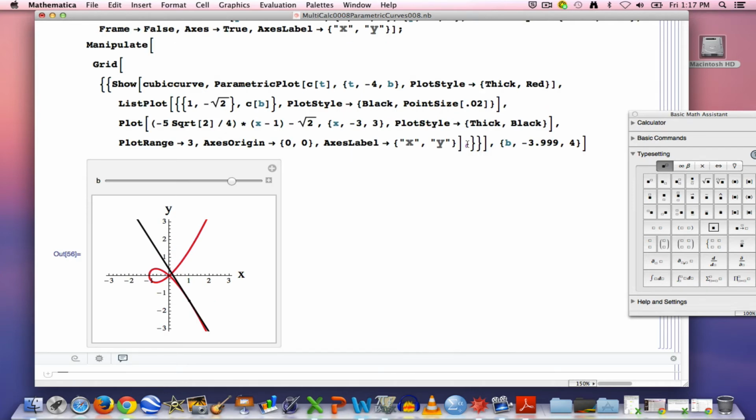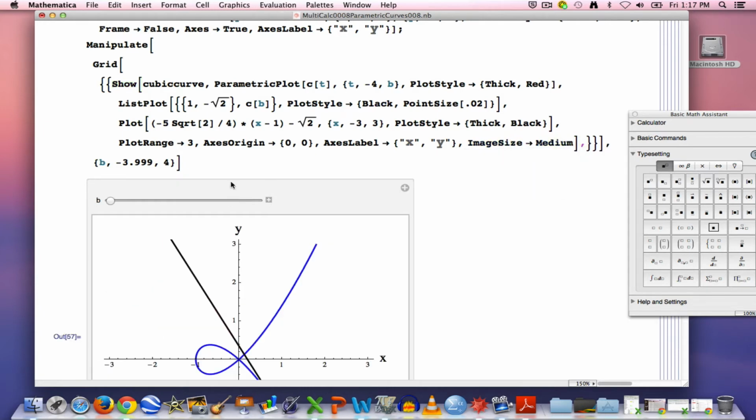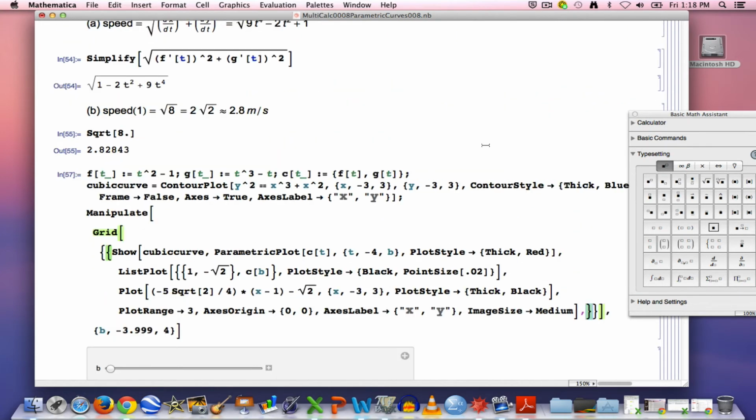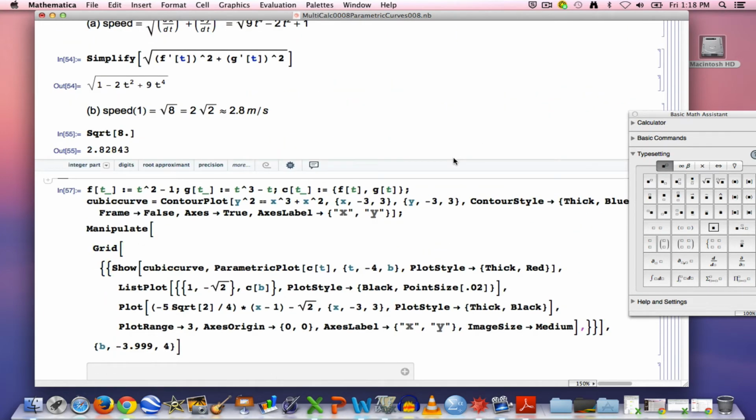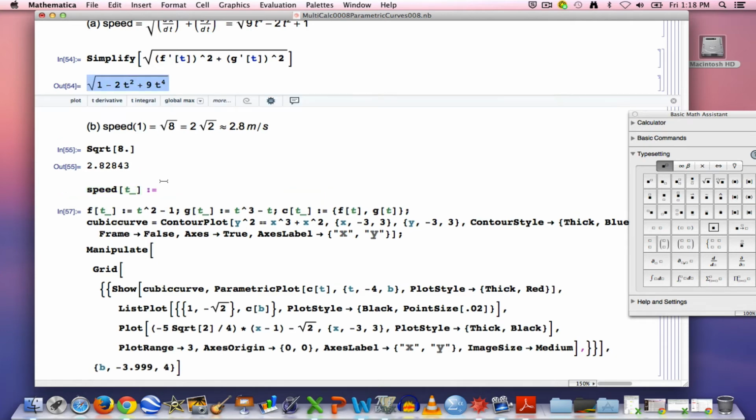Why do I have that smaller version? Well, let me first make it bigger actually. I'm going to add another option in here. ImageSize arrow Medium. Makes that bigger now. The reason I've got it this way is I'm going to add another plotting command over here. In fact, I'm going to plot the speed as a function of time. Let me go ahead and enter the speed as a function of time first. I can just copy and paste this formula.